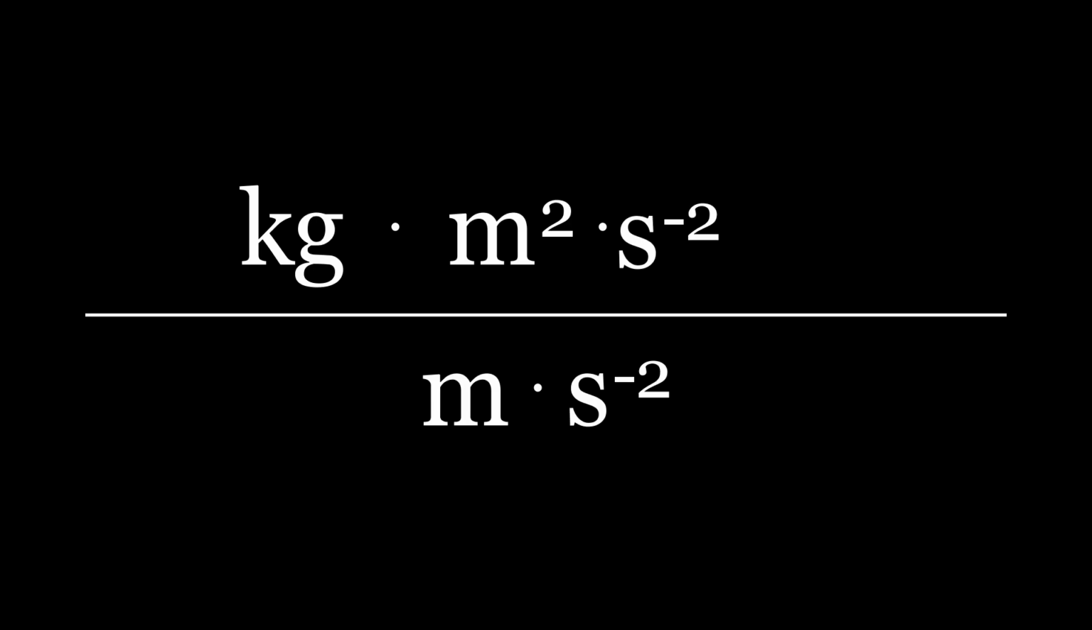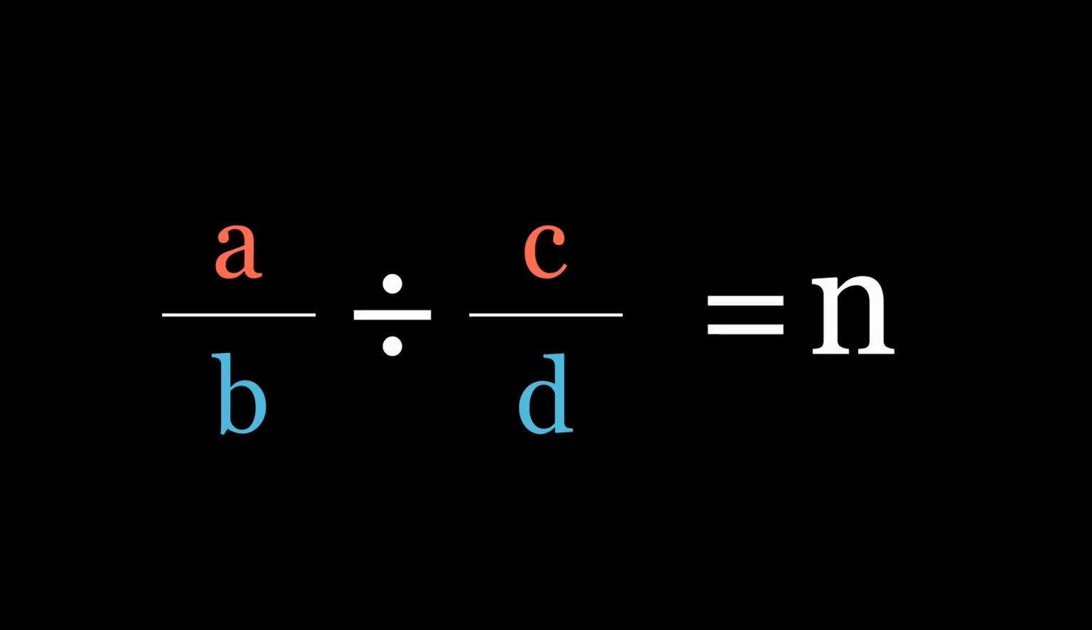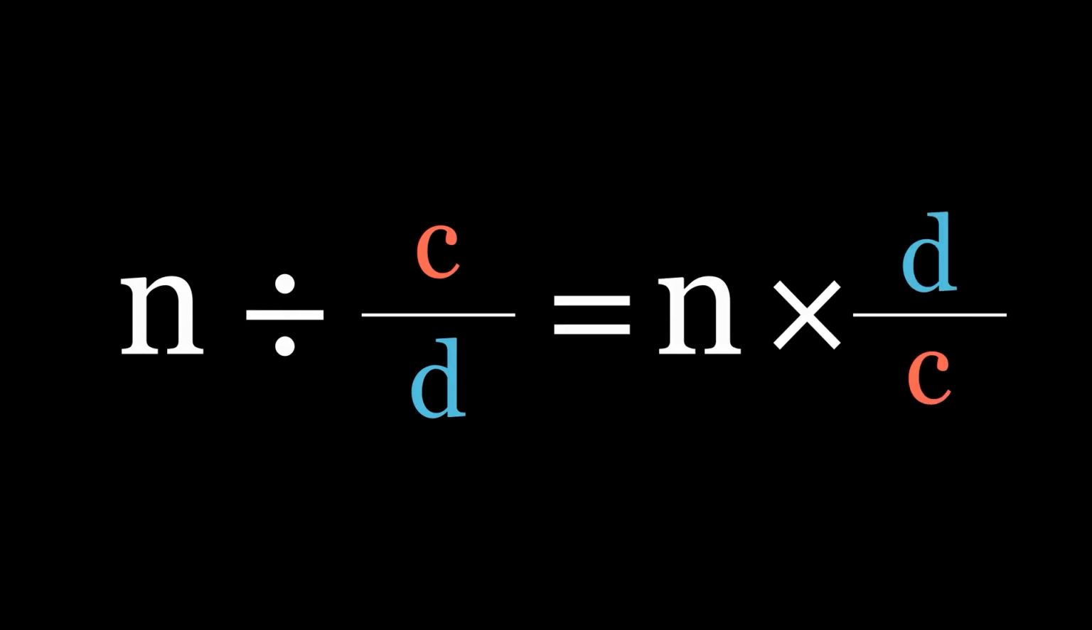To get rid of that meter over second squared, we can multiply by its reciprocal. You see, if we have something like A over B divided by C over D, like we have here, if we switch C and D around and multiply instead, we get the same answer. In other words, if we multiply any number n that has been divided by C divided by D with the reciprocal of C over D, meaning that they switch the numerator, the number at the top, and the denominator, the number at the bottom, around, that is D over C, we get the same answer.